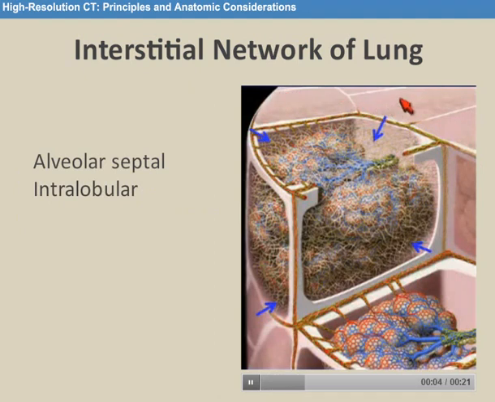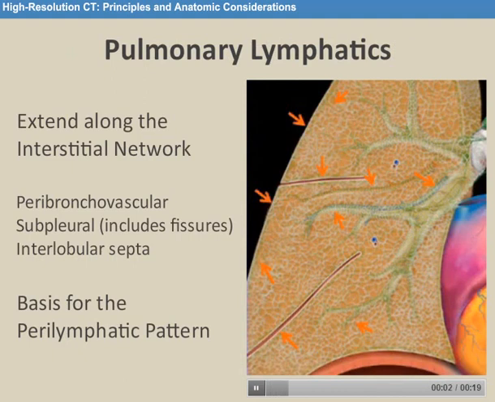You can see several of these polyhedral-shaped secondary pulmonary lobules. I've opened one up here to show us this loose sort of packing tissue, almost like a packing material. And this is representing the alveolar septal interstitium, which is within the secondary pulmonary lobule. Keep in mind that the pulmonary lymphatics basically follow those same pathways.